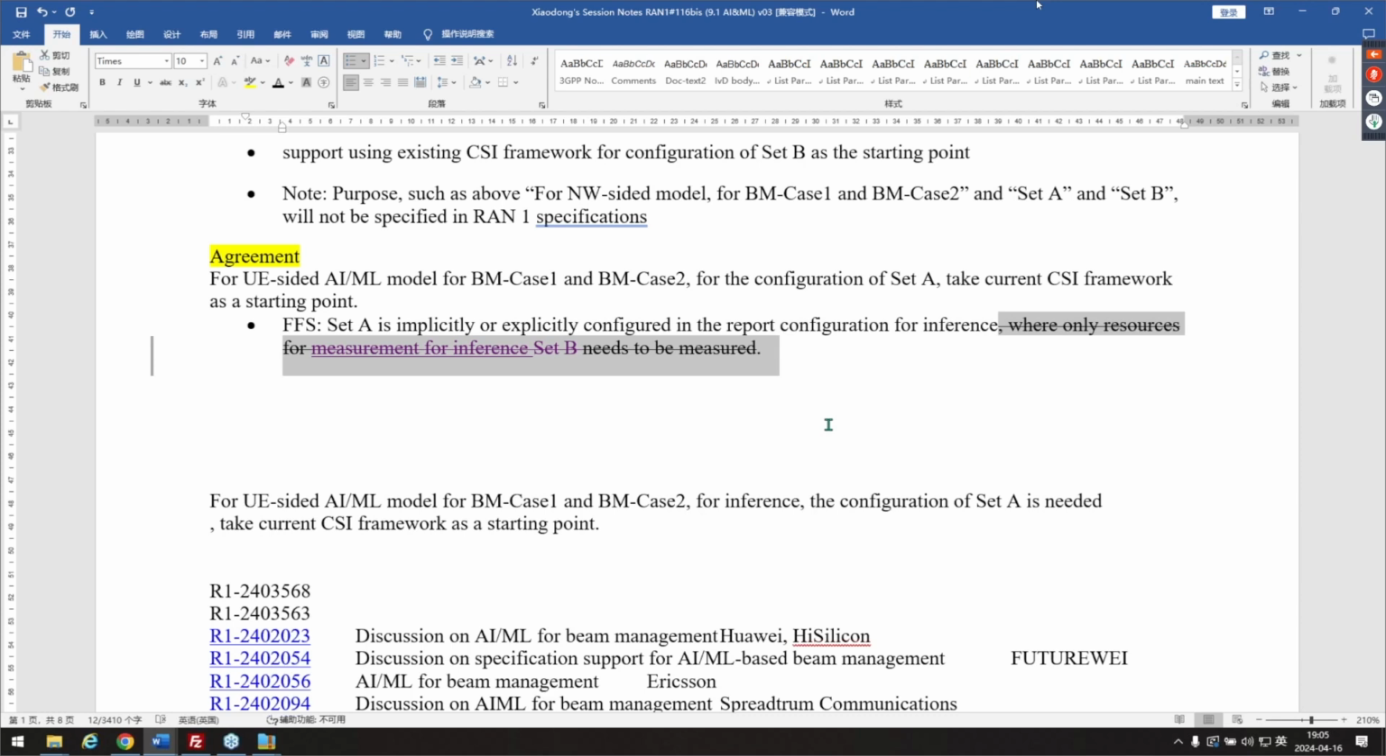Yes, thank you, Mr. Chair. Since set A could be explicitly configured with some CSI-RS resource or SSB resource, the last sentence saying that only resources for measurement of inference can be measured means that quite a lot of beams within set A, the UE doesn't have to measure. That saves the UE a lot of overhead or measurement effort. Then why don't we keep the last sentence to save the UE's effort in measuring those other beams? No way. We cannot mention that it needs to be measured. We cannot mandate the UE to do it.